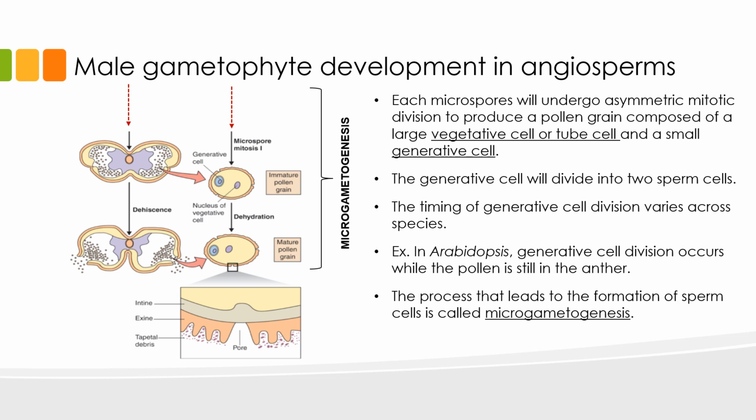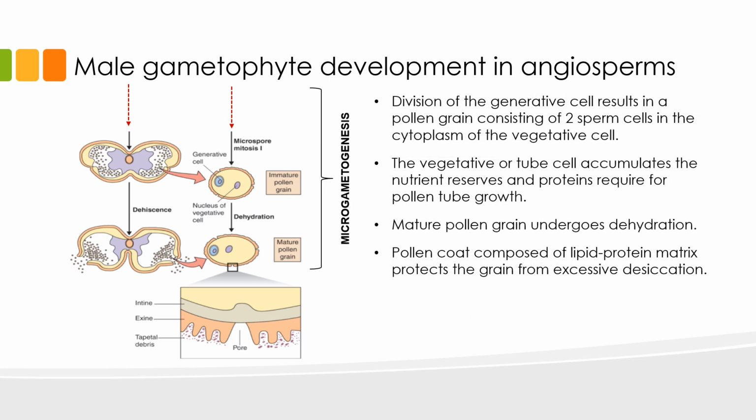What about the vegetative or tube cell? What is the function of this cell? The vegetative or tube cell is responsible for the accumulation of nutrient reserves and proteins required for pollen tube growth. During pollination, the tube cell leads the elongation of the pollen tube. We will talk more about the function of the vegetative or tube cell when we start our discussion on pollination and double fertilization in plants.